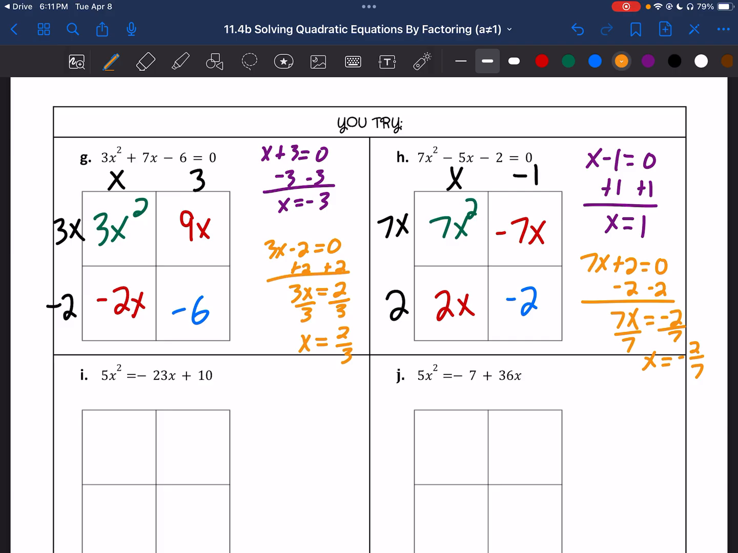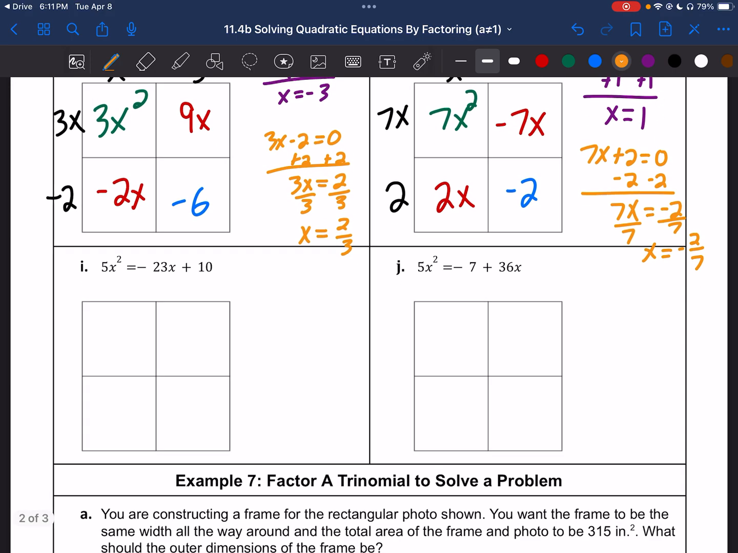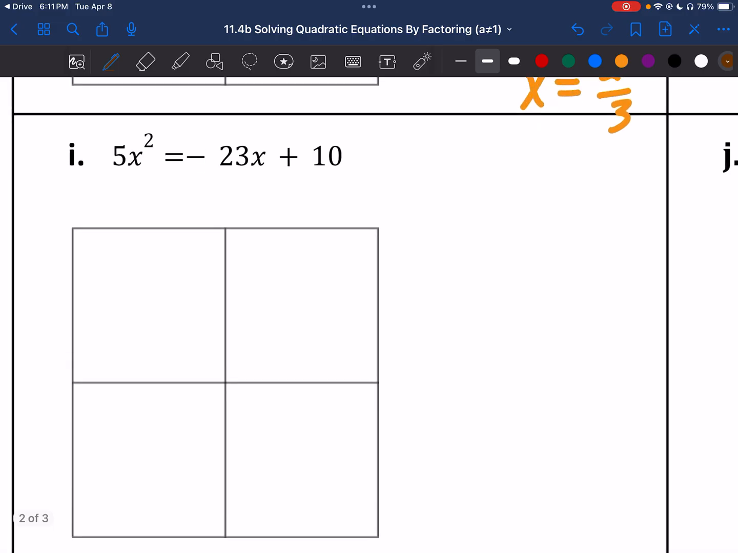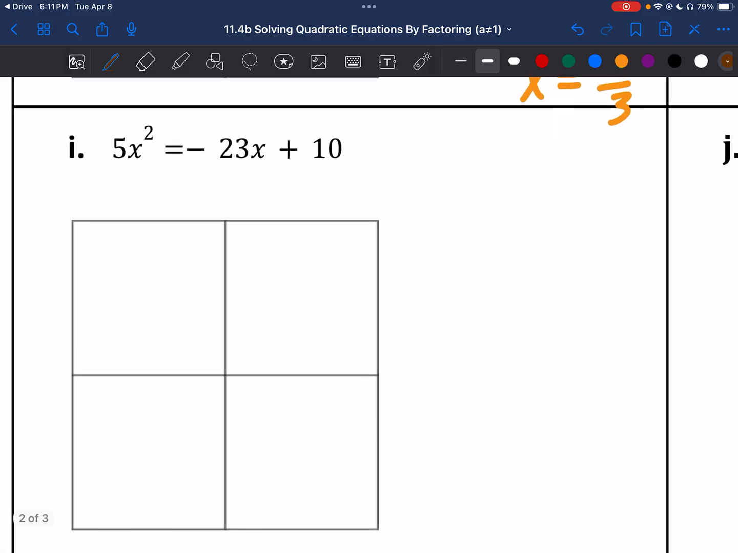So factoring works a lot of the time. I won't say all the time because it doesn't always work, but it works a lot of the time. All right, let's look at letter I. Letter I, we need to add 23x to both sides, and we need to subtract 10. So we have 5x squared plus 23x minus 10, and that's going to equal 0.